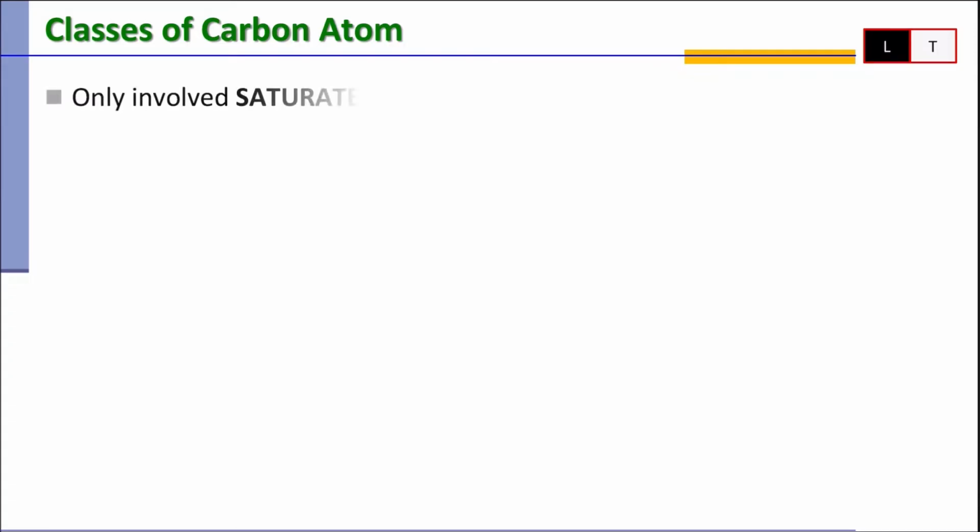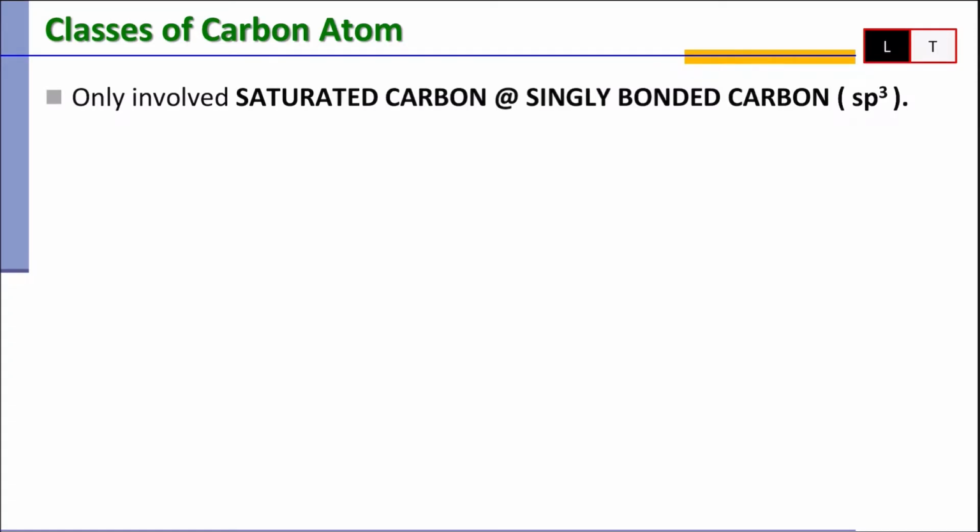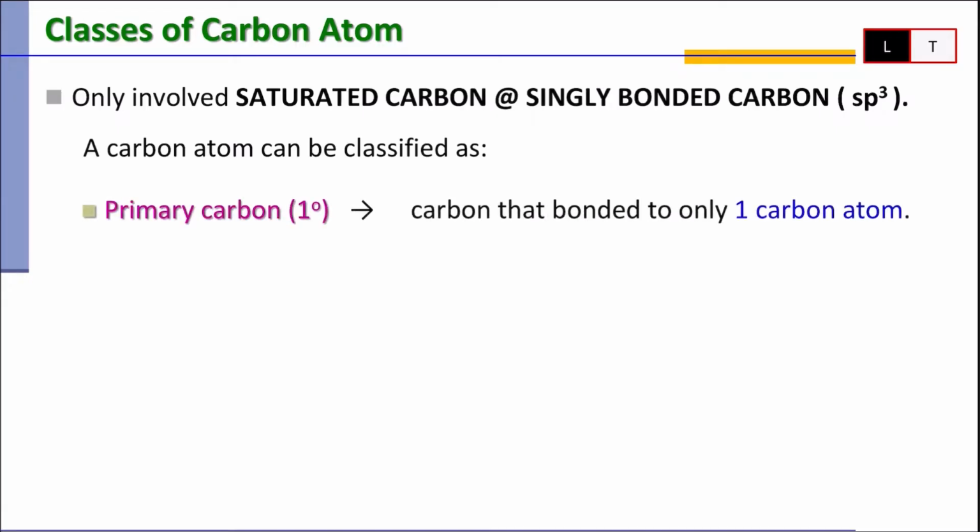Dia hanya melibatkan saturated carbon or what we call as singly bonded carbon. So kalau dalam erti kata lain yang kita dah belajar sebelum ni, carbon yang boleh buat sp3 hybridization. sp3 hybridization means that we can form 4 covalent bonds. So, carbon atoms, dia boleh classify dalam 4 kelas. Kelas yang pertama adalah primary carbon. It means that carbon bonded to one only carbon atom.